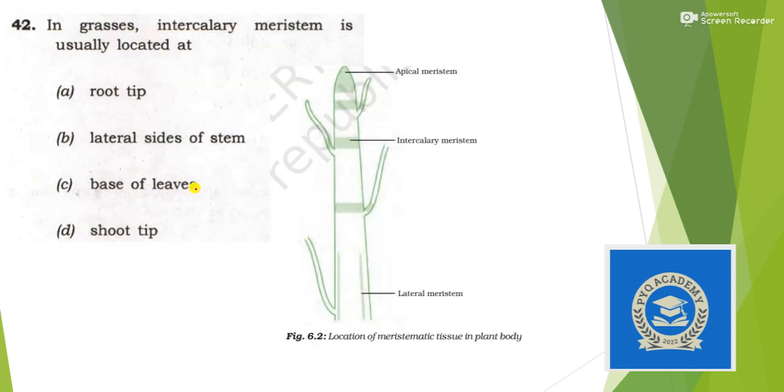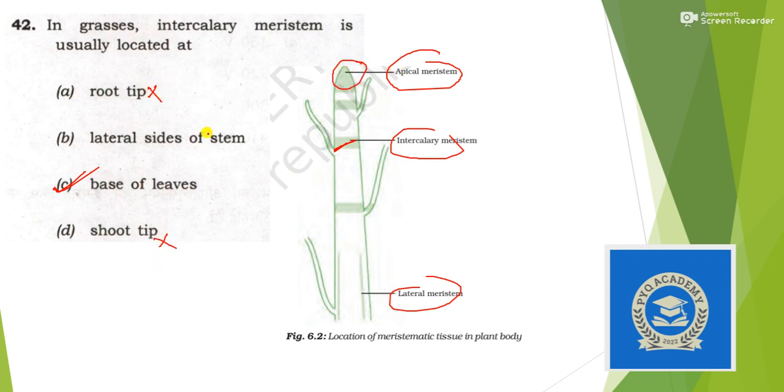Next, in grasses intercalary meristem is usually located at? Again a very repetitive question. Sometimes they ask about intercalary, sometimes apical and sometimes lateral. The answer here is actually not mentioned exactly, it should be the base of the leaves. Root and shoot tips are for apical meristem and lateral side of the stem is for lateral meristem.